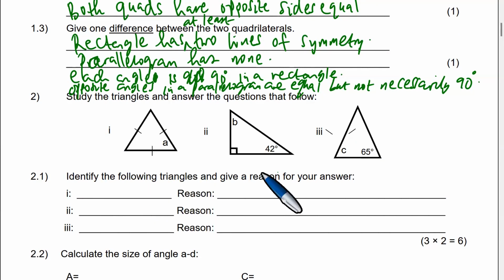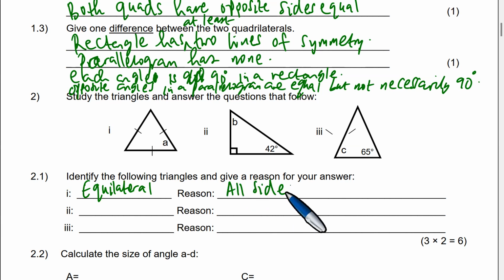Identify the following triangles and give the reason for your answer. Like in 2.1, Roman figure 1, you need to identify the following triangles and give a reason for your answer. What is Roman figure 1, this triangle? What is the reason as well? What do you think? It is congruent. Okay, all the sides are equal to each other, and therefore it's called equilateral. Why is it called equilateral?